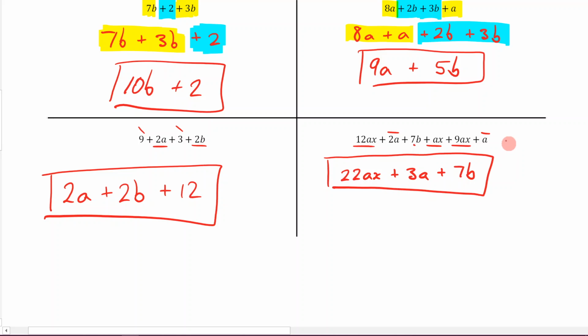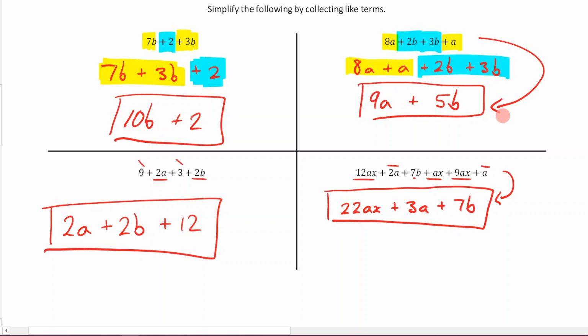So as you can see, if you are feeling confident, you can go straight for the answer. So I'm going straight for the answer there. Or if you need to, you can do that extra step and try to rearrange them so it's a bit easier for you to collect the like terms. Okay, let's keep on moving.